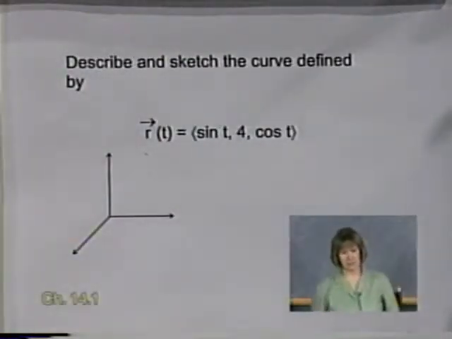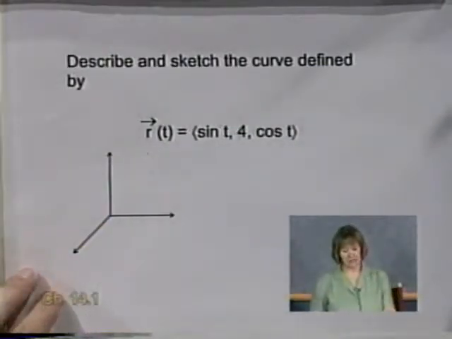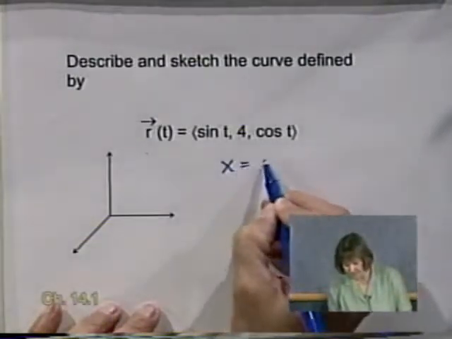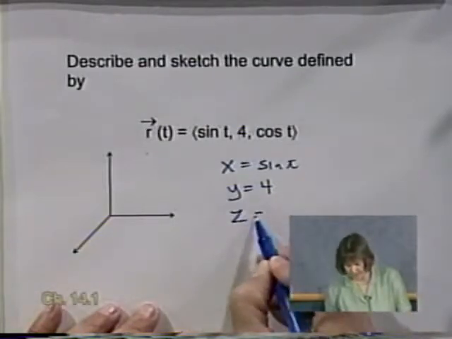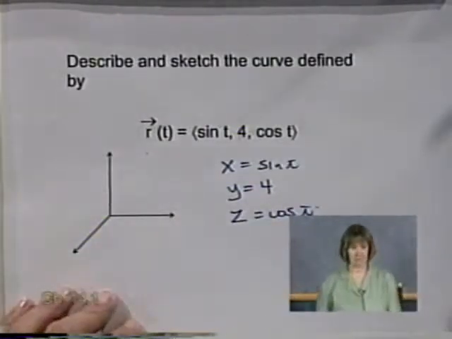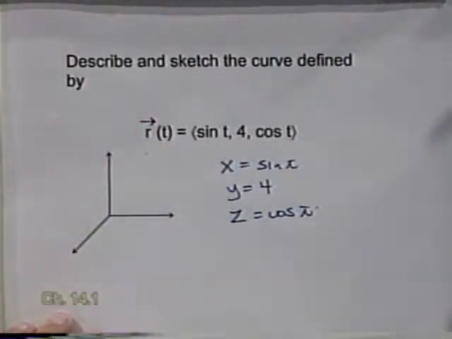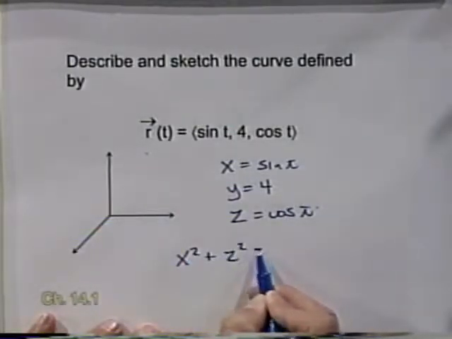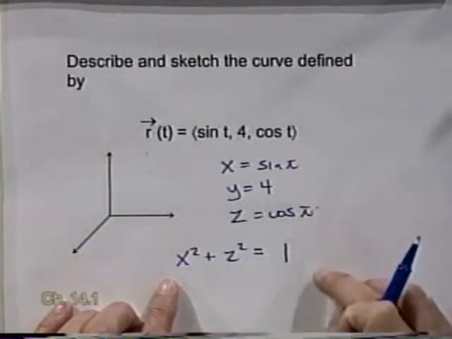Now that we're getting pretty good at this, or maybe hopefully a little bit more comfortable, I look at this one and they want me to describe and sketch the curve defined by r of t equals sine t, 4, cosine t. Notice x is sine t, y is 4, and z is cosine t. Now in terms of x and z, I could say x squared plus z squared is equal to 1, because we know sine squared plus cosine squared is 1.